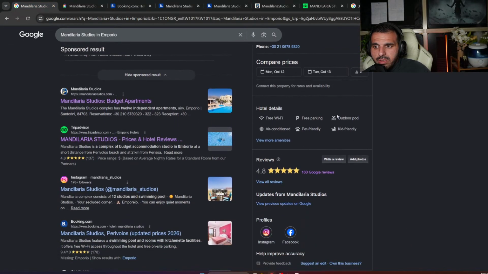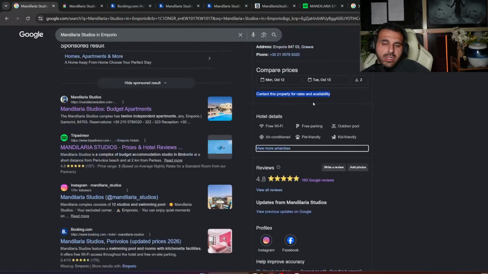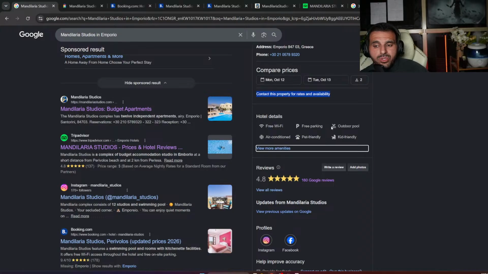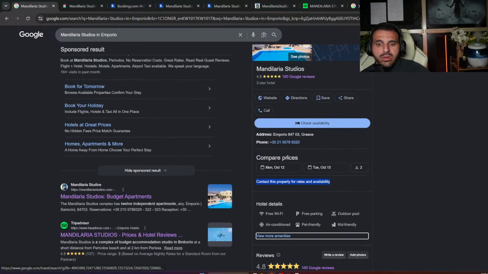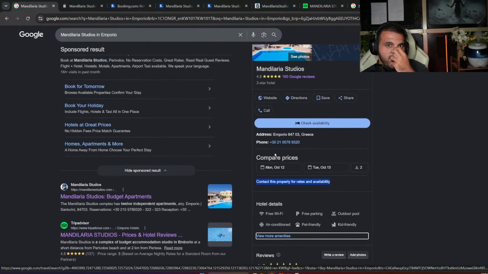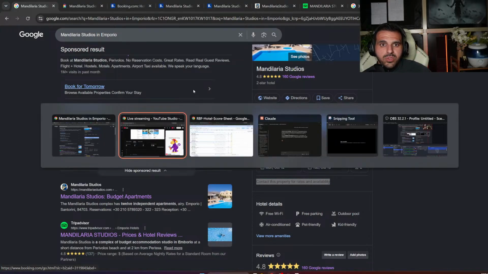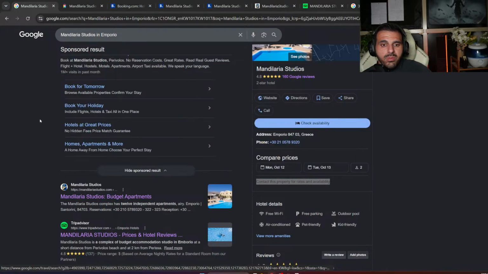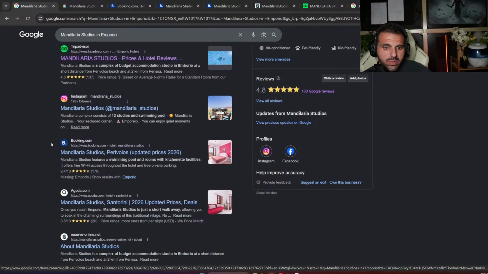But my main point is to check over here. If I want to see the prices, for example, it says contact this property for rates and availability. It's not shown over here. It needs to be shown, like Google will combine all of them. So I think their channels are not that many over here.